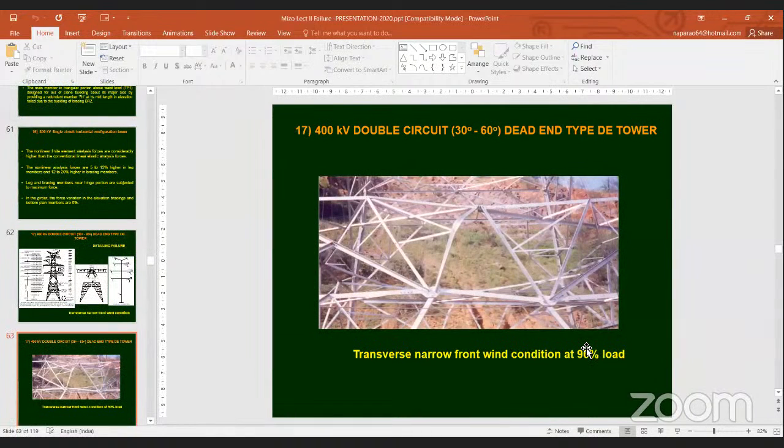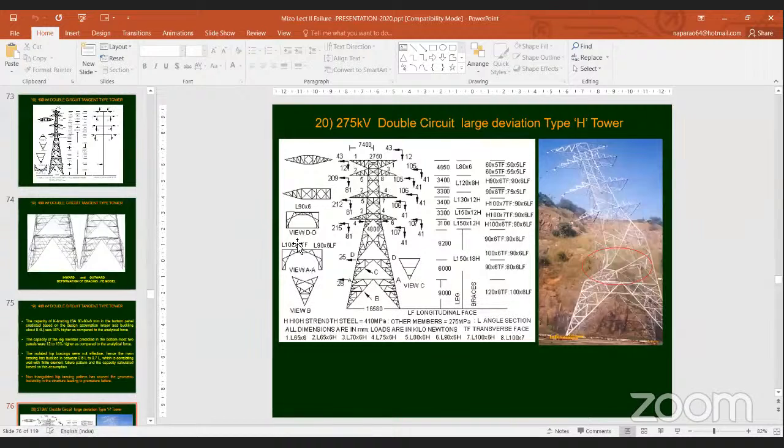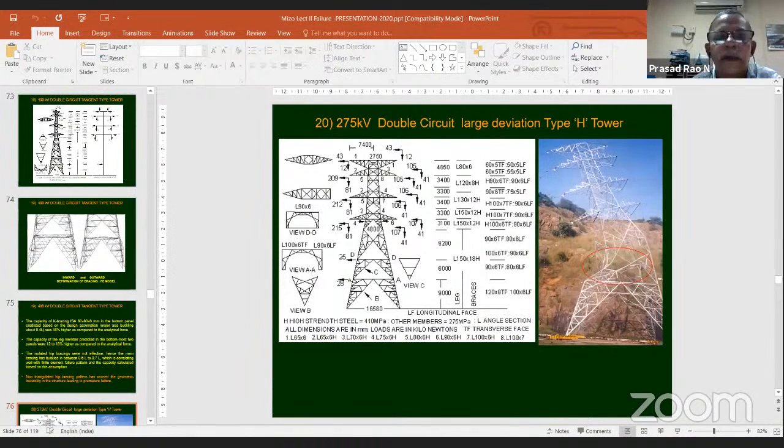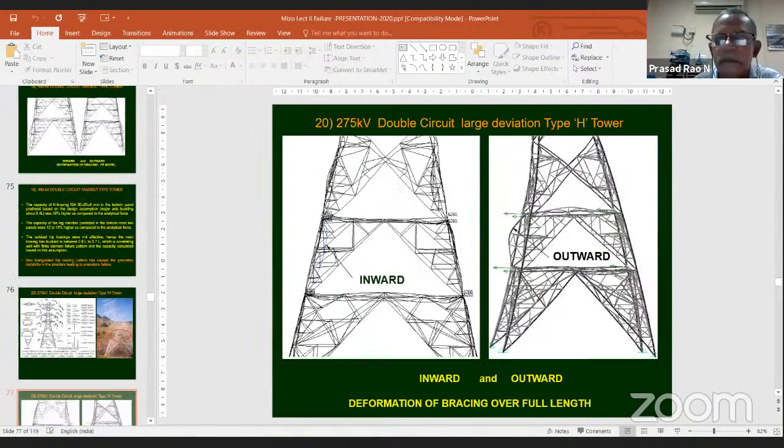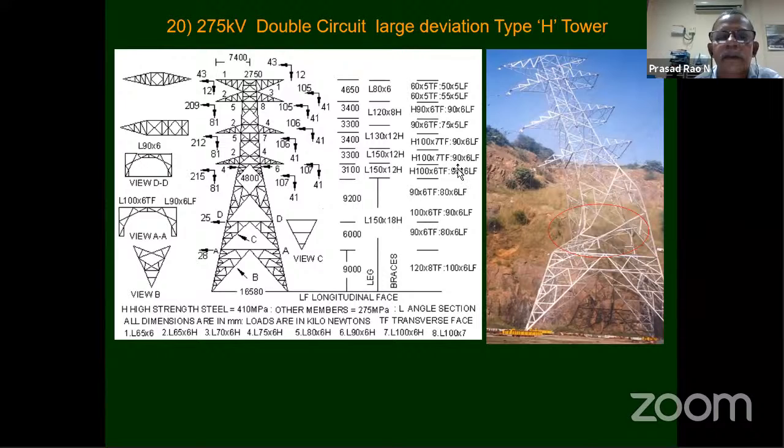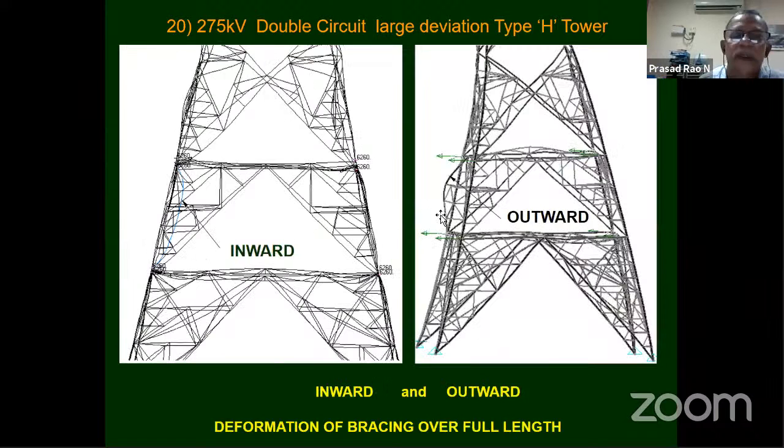And this detailing failure, one more detailing failure I will show you. With that I will close. See here, hip bracing without triangulation. What will happen? The entire bracing will come out like this. The instability problem will come. Since the entire bracing is coming out of plane, the structure has to collapse and there is no other go.